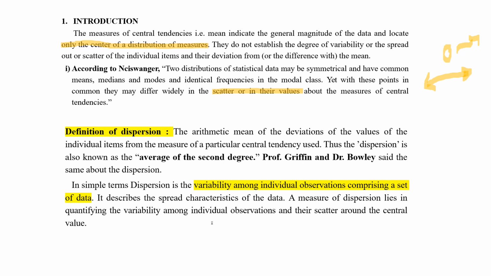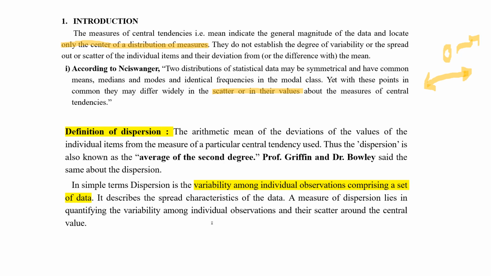So what is dispersion? Dispersion is the arithmetic mean of the deviations of the values of the individual items from the measure of a particular central tendency. This also comes under the arithmetic mean. Arithmetic mean of the deviations of the values of the individual items from the measure of a particular central tendency. Thus dispersion is also known as the average of the second degree.